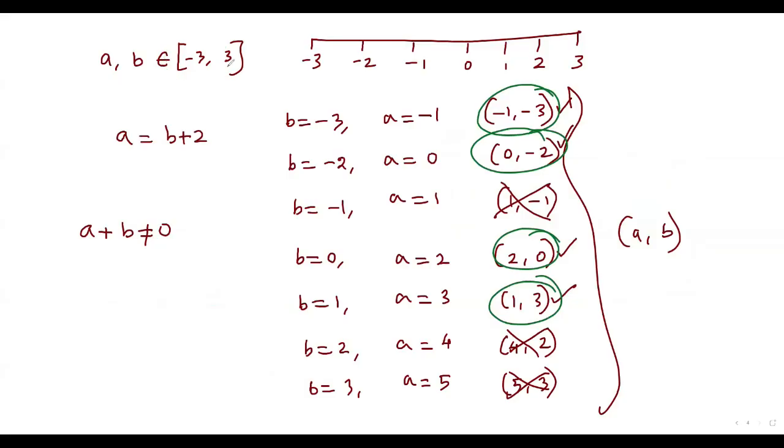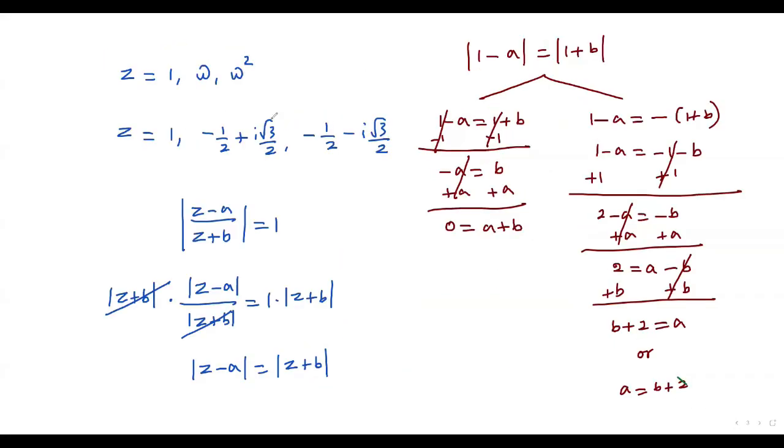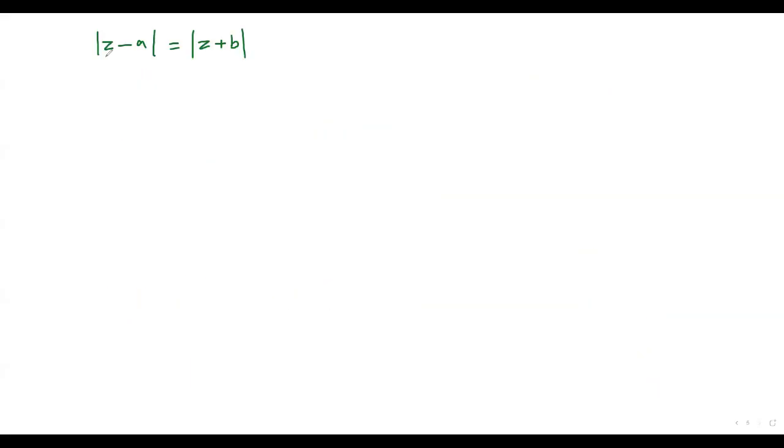Okay, now we have to take the second value of z, that is -1 over 2 plus i square root of 3 over 2, in this equation. Okay, now let me continue this one on the next page. Let me plug in the second value of z over here and here. Then we get -1 over 2 plus i times square root of 3 over 2 minus a equals the same value, -1 over 2 plus i times square root of 3 over 2, plus b.